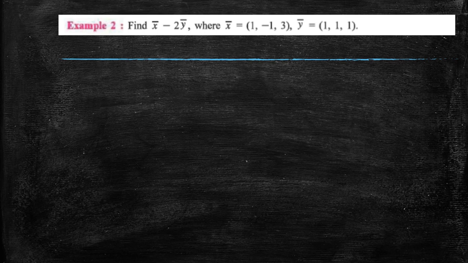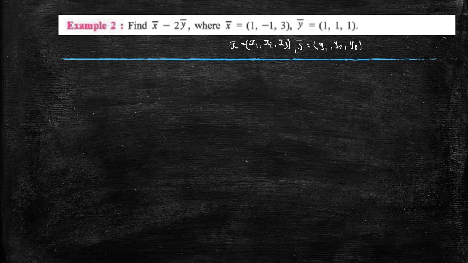So let us see another example. In this example, we have two vectors x and y in R3 where the elements of x are 1, -1 and 3. That means x1 is 1, x2 is -1 and x3 is 3. While over here y having elements y1 as 1, y2 as 1 and y3 as 1.